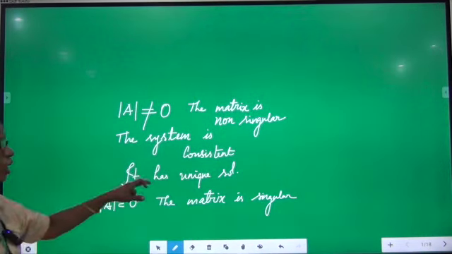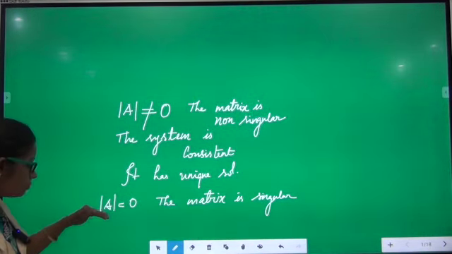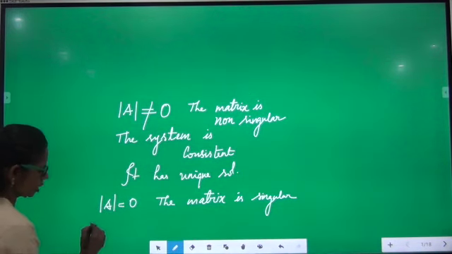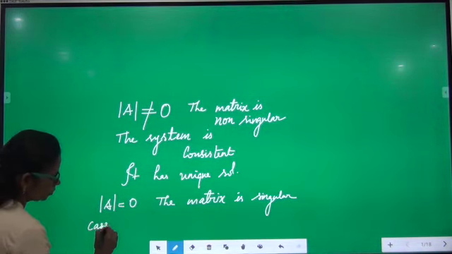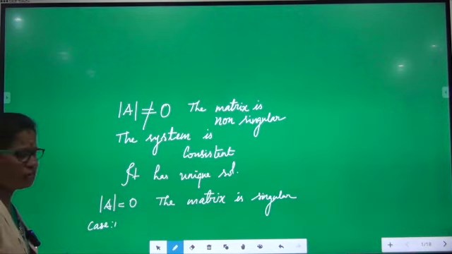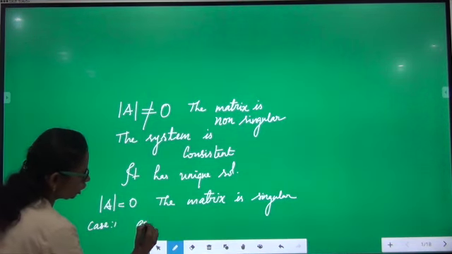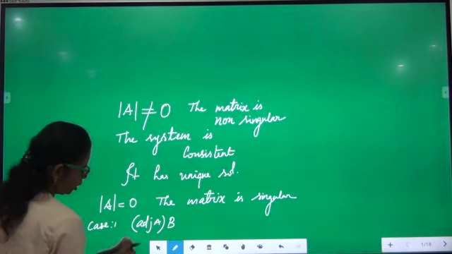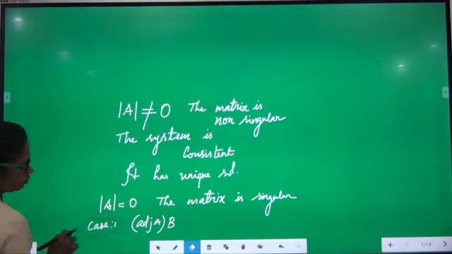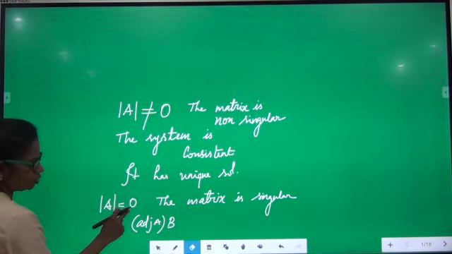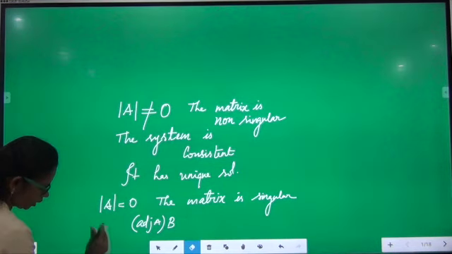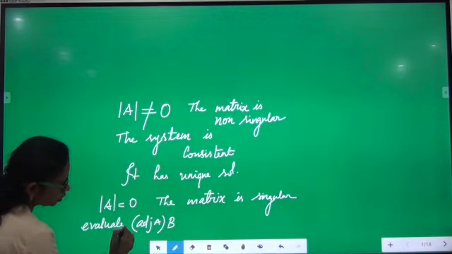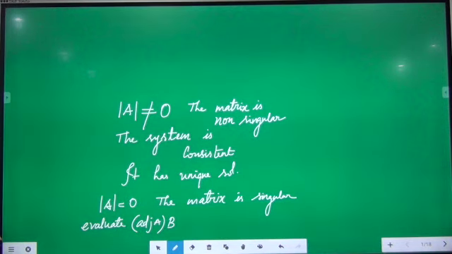Here you can get a unique solution. Here, if the determinant equals 0, two cases arise. First, case 1. We can evaluate adjoint of A into B. If the determinant equals 0, evaluate adjoint of A into B.